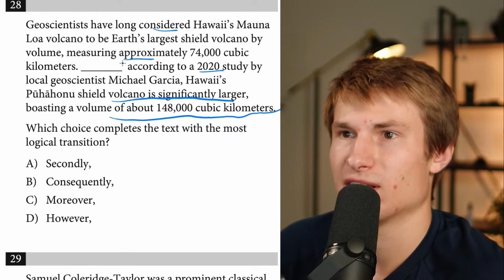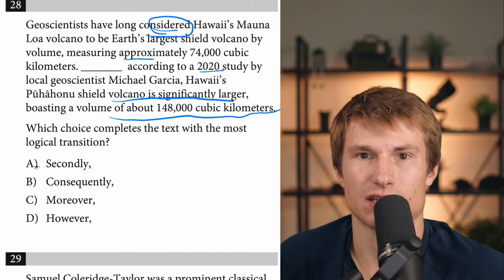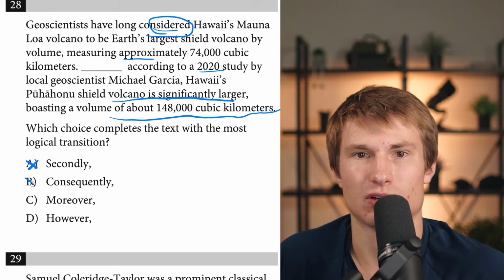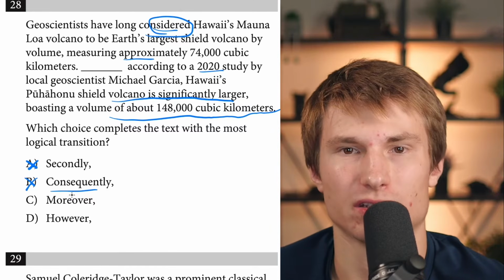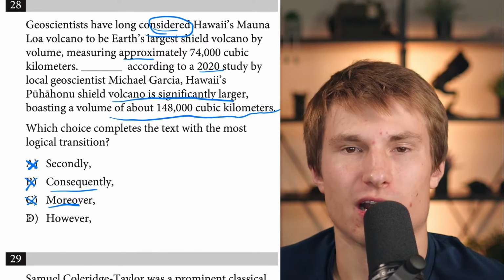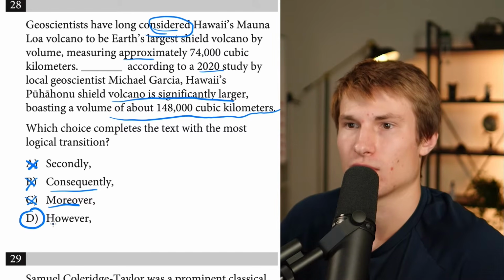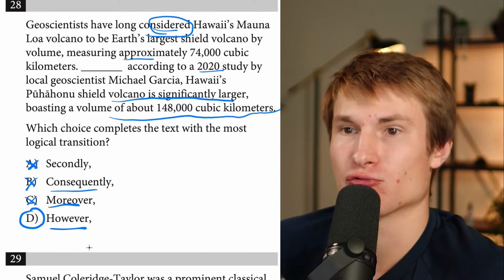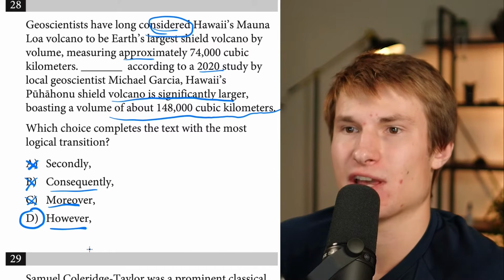Okay, we first start by stating it's been long considered the largest, and then we state that it's actually not. So it wouldn't be secondly, it wouldn't be as a result of, or in other words, consequently. It's not in addition to something. This is a contrast. We held one belief for a long time, but then we realized, however, it's actually wrong. Okay, so our answer would have to be D to indicate that contrast.